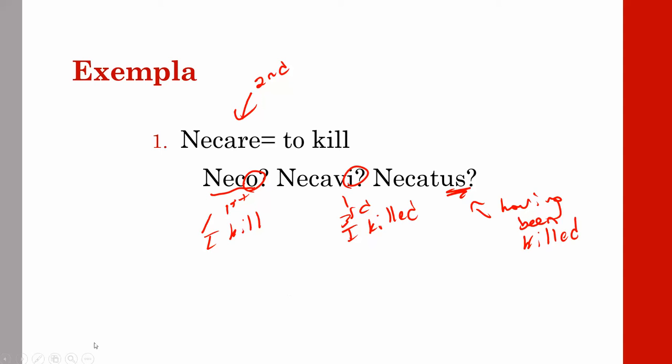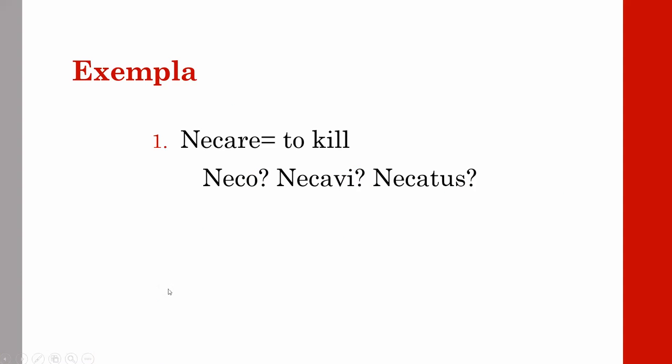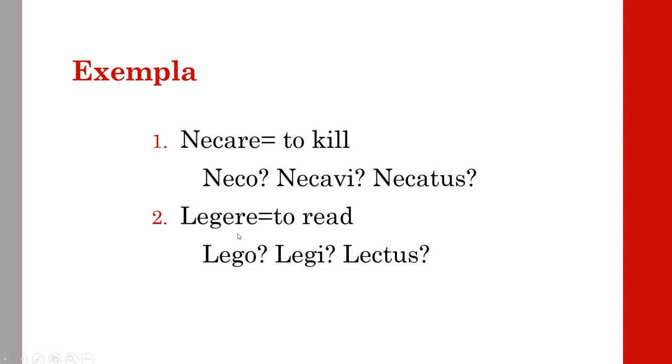So if I gave you another word, could you tell me this pattern? Let's try. Here's legere, which means to read. But what part of the verb is legere? And which part would lego be? Legi and lectus. Do you know why? Take a second and see if you can pause and figure it out, and I'll give you the answers.